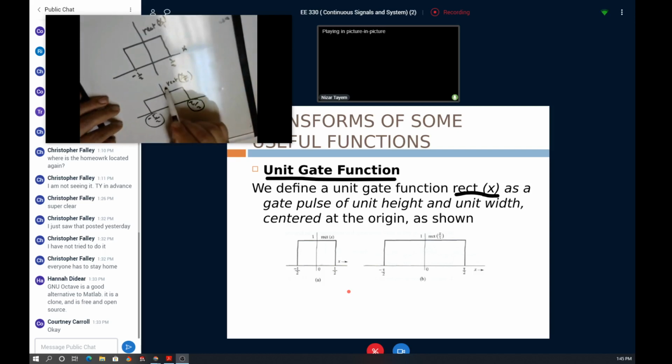So rect x is only just what? A rectangular pulse with a unity height of 1. And the width as well is going to be 1.